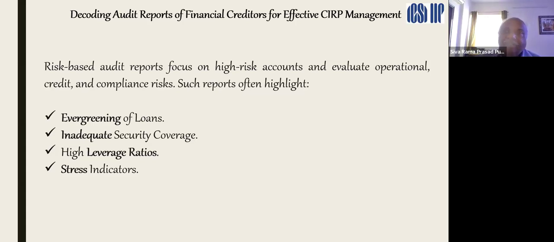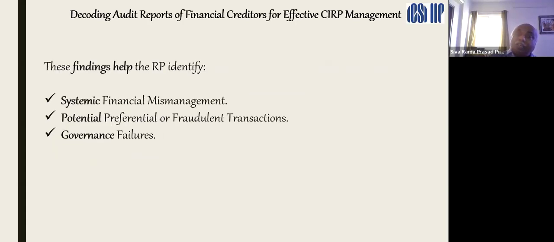High leverage ratios. What is a leverage ratio? The equity and debt. Whether the company is completely depending on equity or debt, that is leverage. Stress indicators. What is the stress in the company? The risk-based internal auditors will mention that also. These findings help the RP identify systemic financial management failure, whether the company has a failure of financial management or not, and the potential of preferential and fraudulent transactions and governance failures, all these things.